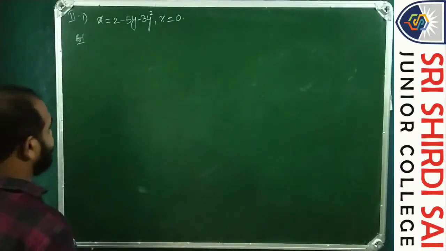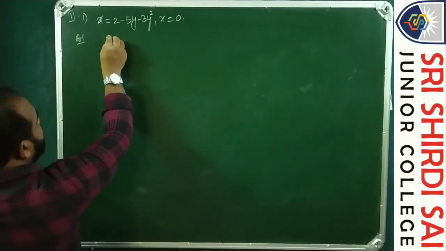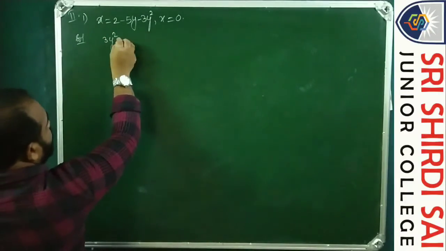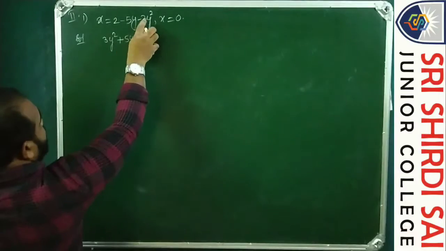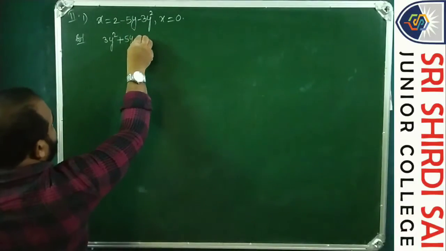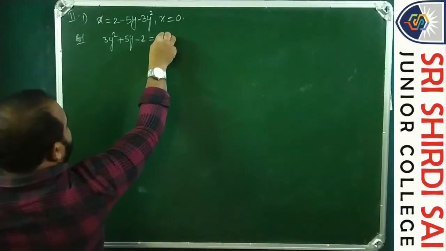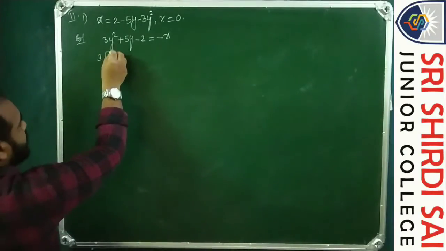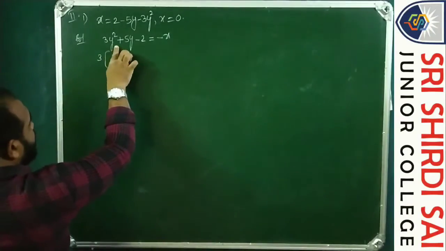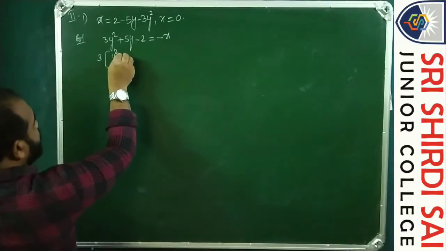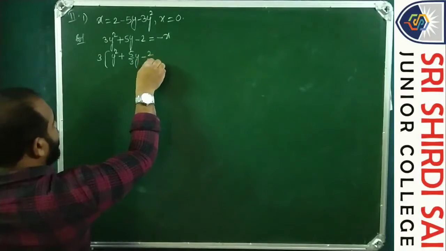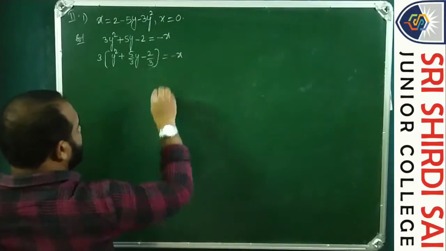Now this is 3y square plus 5y minus 2 is equals to minus x. So 3 into this is y square plus 5 by 3 y minus 2 by 3 is equals to minus x.